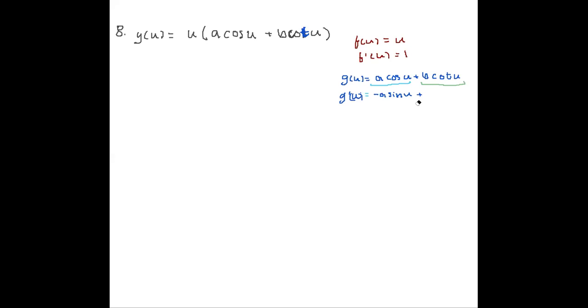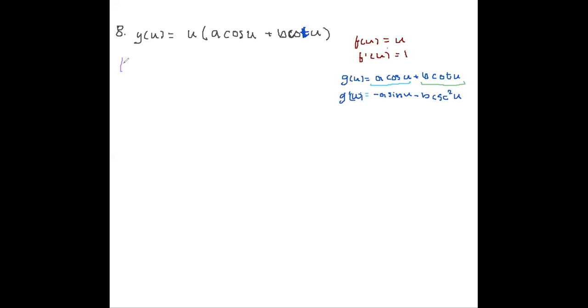For cotangent, it's going to be a negative. The derivative of cotangent x is going to be equal to minus cosecant squared x. So this is going to be minus b cosecant squared u. So now we have our two functions set up in a way that we could do the product rule with them.